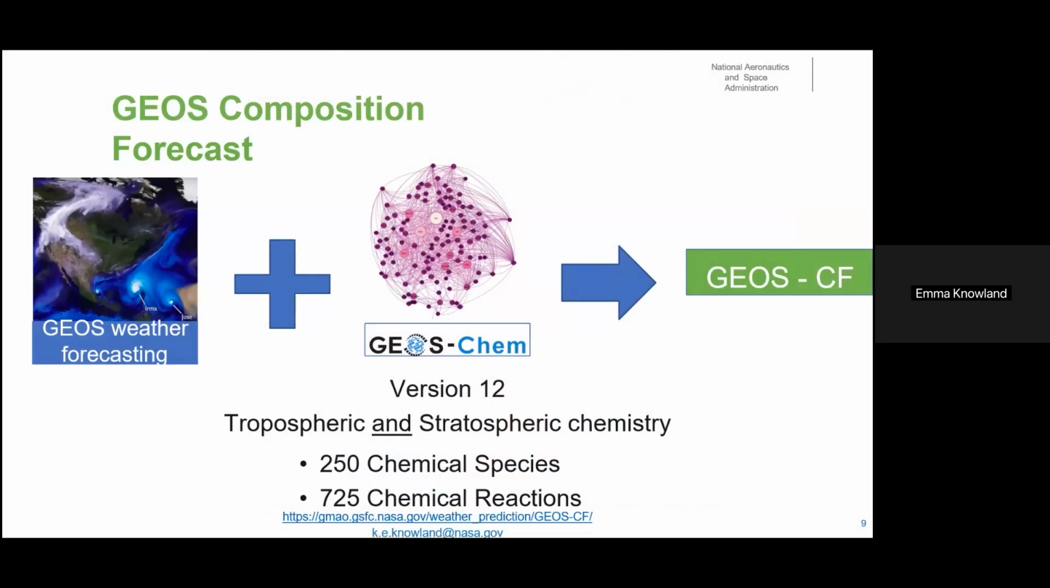But we wanted to expand the capabilities of our GEOS model to be able to provide atmospheric composition forecasts. So we run a coupled version of the GEOS weather forecasting model with a very sophisticated chemistry model known as GEOS-Chem. This has over 250 species and over 700 chemical reactions. We've been running this model since September of 2019, and it's the first of GMAO's near real-time products which focuses on full atmospheric composition, so both the aerosols and the trace gases.